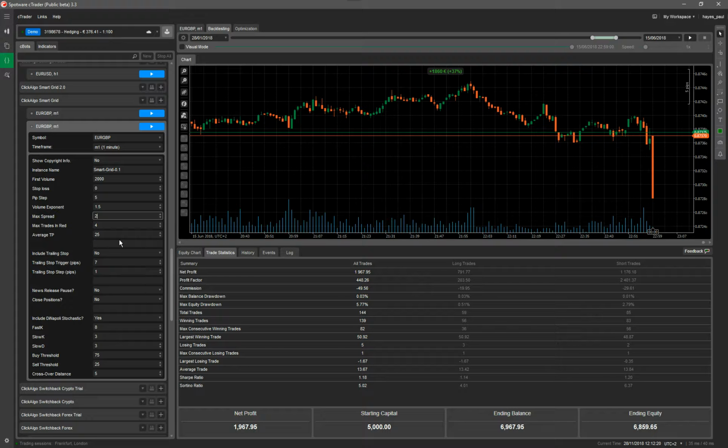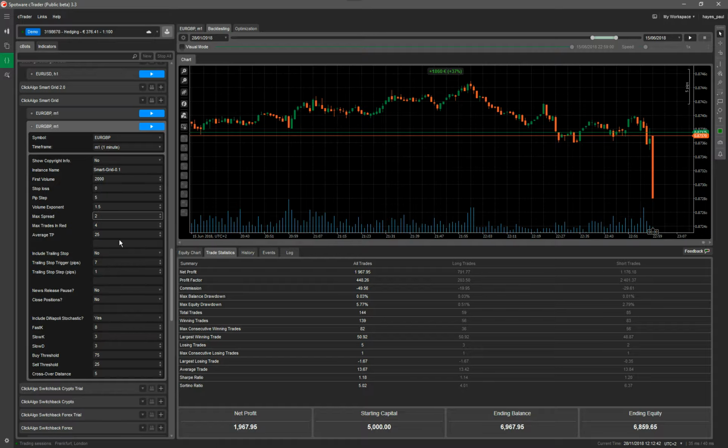And this also increases your profits, so that if it's opening trades in periods of low volatility and the spreads are very high, it just won't trade. It will wait until there's more trading going on, the spreads drop right down, and then it will carry on trading to increase your profits. So max spread is a very important feature to have with this robot.